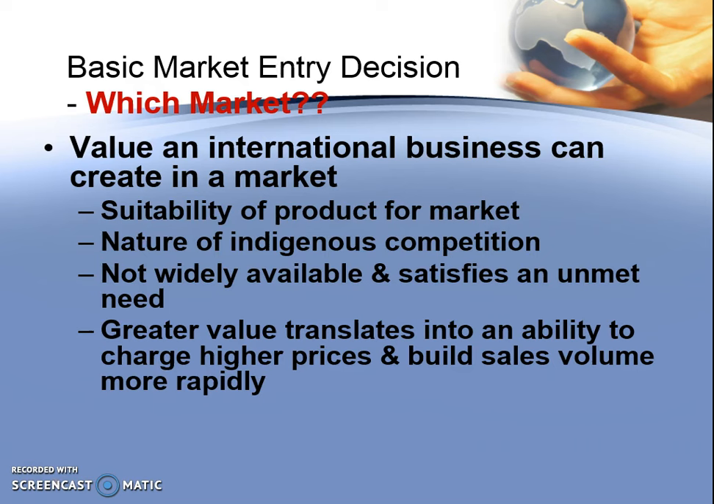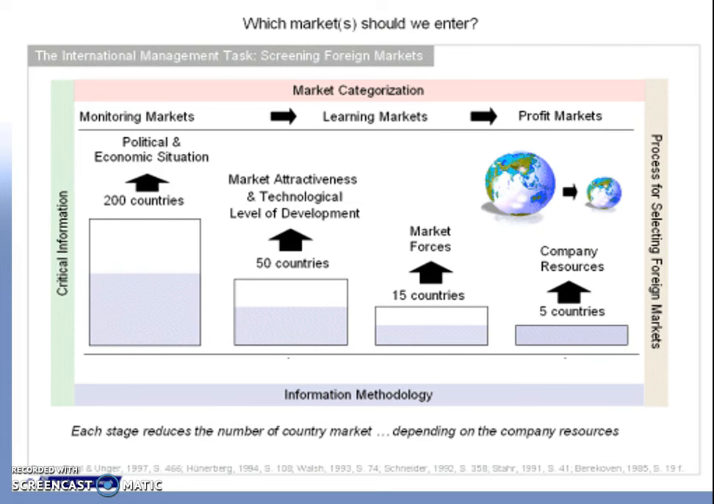So, to sum up, if we have to choose our target market from say 200 nations, we can assess them initially on the basis of political and economic situation. We can then assess the remaining countries on the basis of market attractiveness and the level of technological development. Then on the basis of market forces like demand and supply. And finally, we can rank the countries on the basis of company resources, and select the most suitable country as a target market.